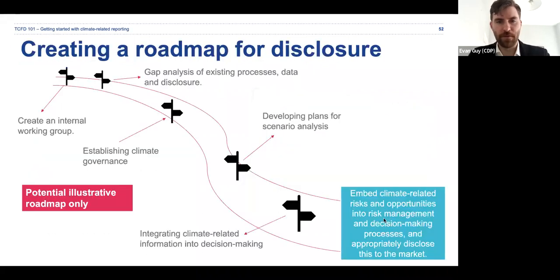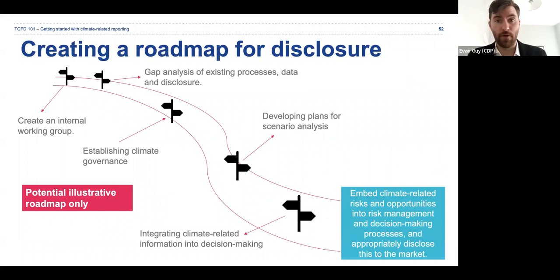One of the very first things you can do in your TCFD journey is to create a roadmap. The steps of this roadmap will depend on your organization's respective starting point and context, but this slide provides an illustrative example, which often starts by gathering the right stakeholders internally to create a working group. You might then conduct a gap analysis of your current reporting to better understand where you currently are and where you need to improve.